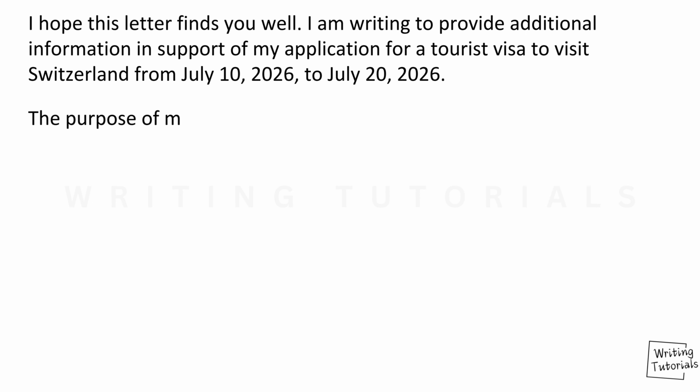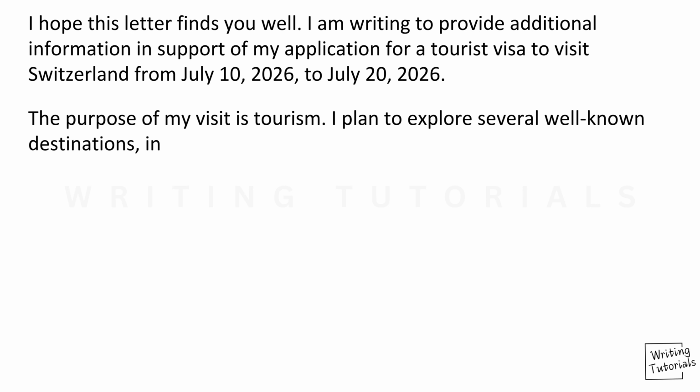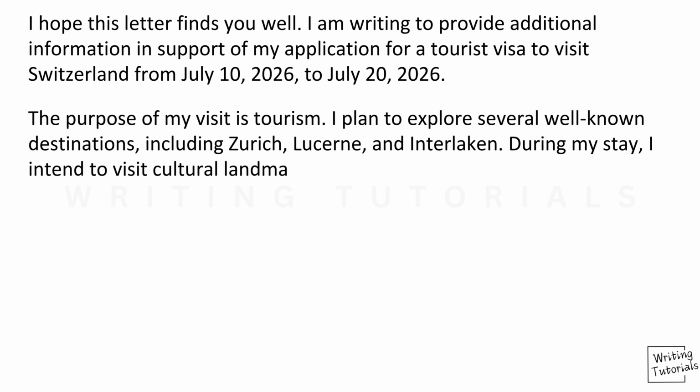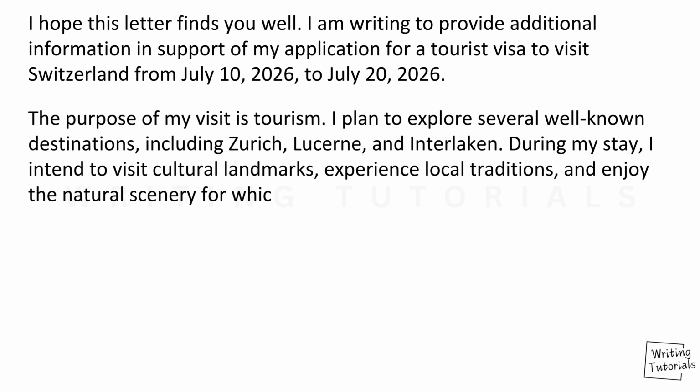Now let's move to the next paragraph, which explains the purpose of your trip. This is where you describe what you plan to do during your visit. First sentence: The purpose of my visit is tourism. This is direct and clear. Then, I plan to explore several well-known destinations, including Zurich, Lucerne, and Interlaken. Here, you mention specific places. This makes your travel plan more realistic and credible.